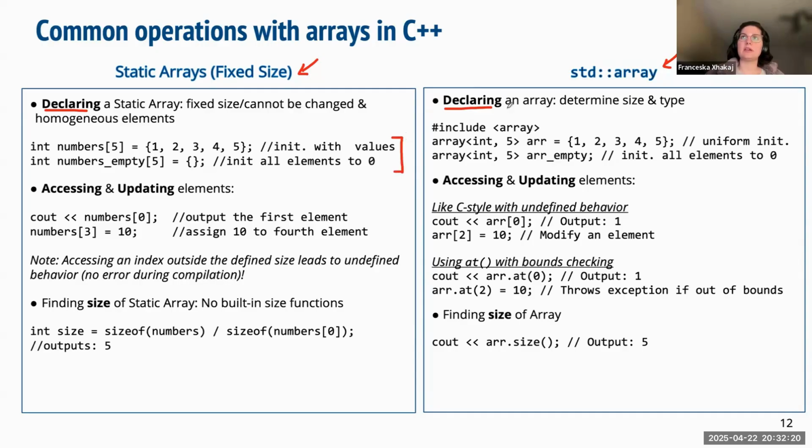You'll notice that declaring arrays with the standard library is a little bit different. First, we have to include the array library here, so we import a library. And then this is how we declare them. I'm saying I want an array of type integer of size 5, and here are the elements that I will have in it. I'll have an array of type integer of size 5 that is going to be empty, which will initialize all the elements to 0. So the syntax looks a little bit different whether we're using a C-style array, which is static and fixed size, or a standard array. Let's see how I access and update elements.